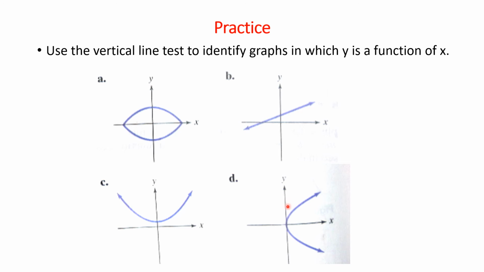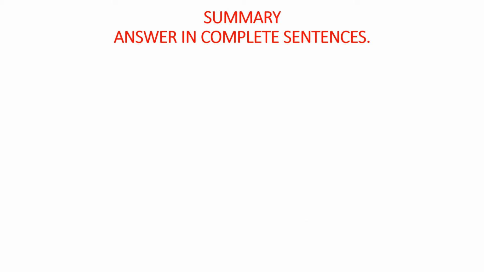This is not a graph because if we draw a vertical line, we will be crossing the graph in 2 points. We're going to go ahead and summarize by answering some of the questions. The first question is, what is a relation? A relation is a set of ordered pairs.